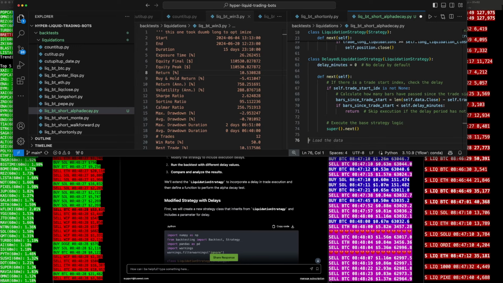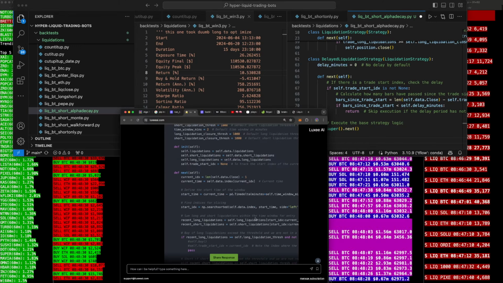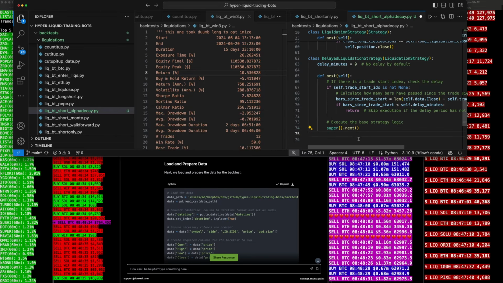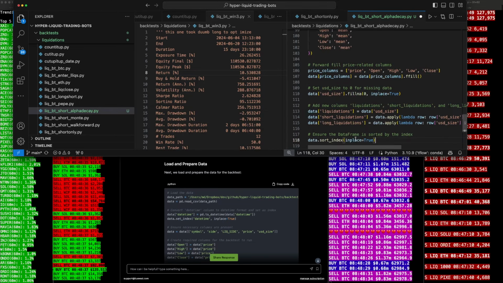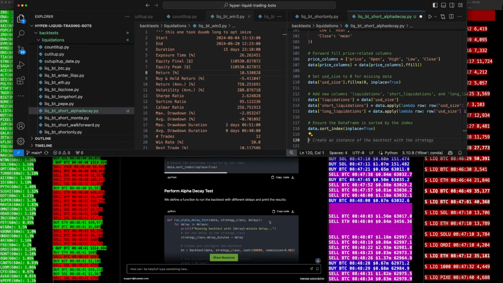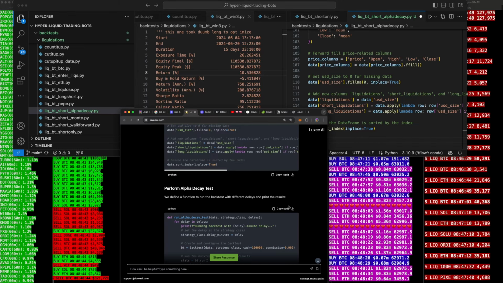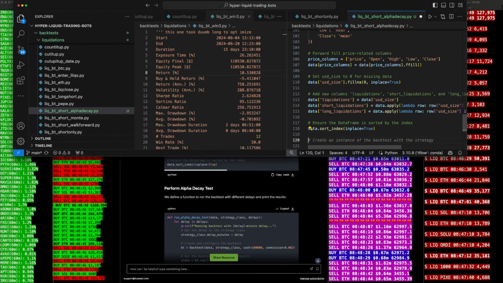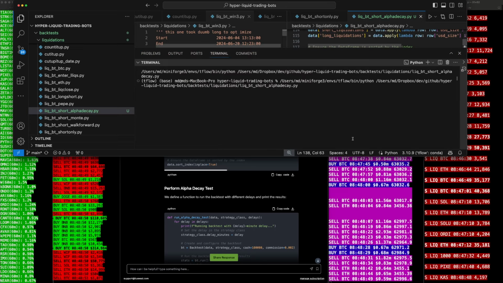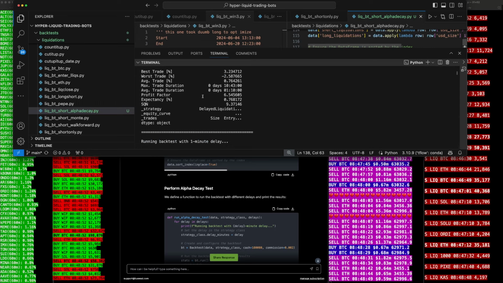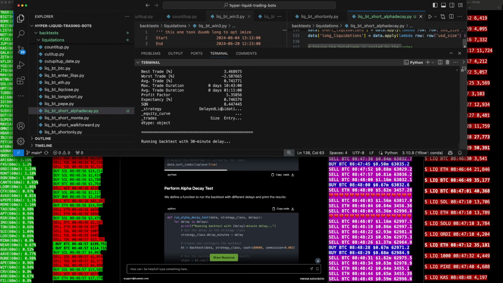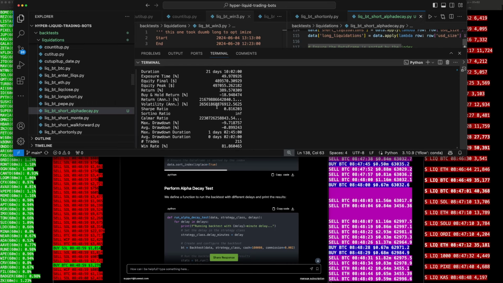Okay, delayed liquidation strategy. And then we're going to copy in the code here. Yep, there we go. And then there's one more piece of code, I believe. Run alpha delay test here. Okay, let's run it and see what happens. So it's running with a zero delay here. So it should have the same results, right? Okay, this is sick, dude. Alpha decay test.